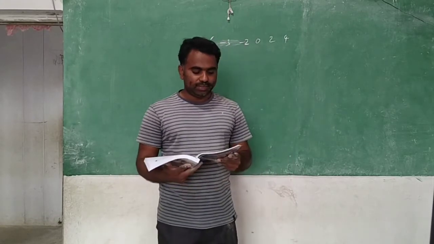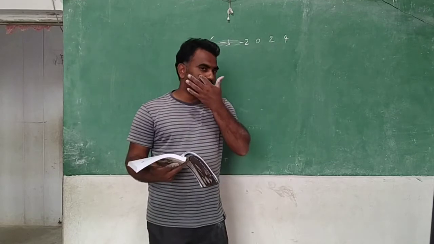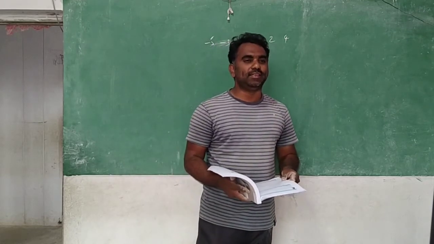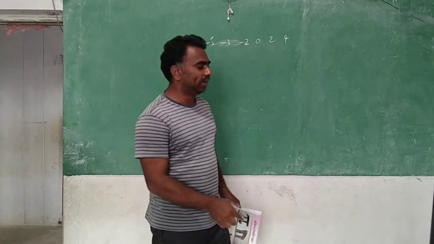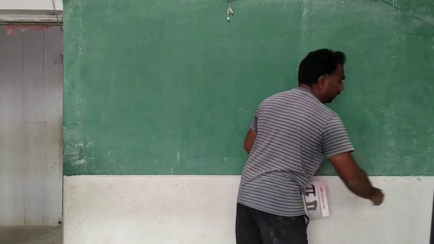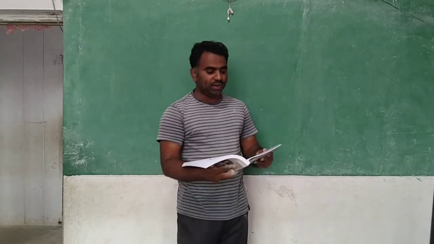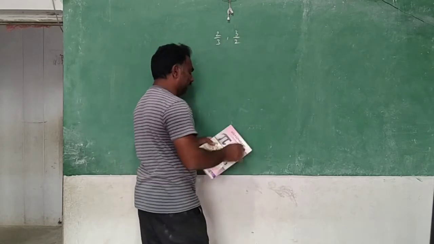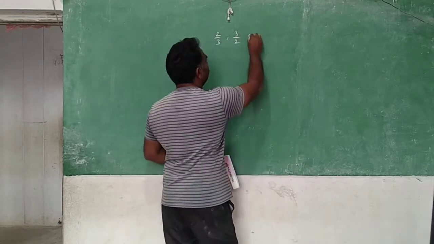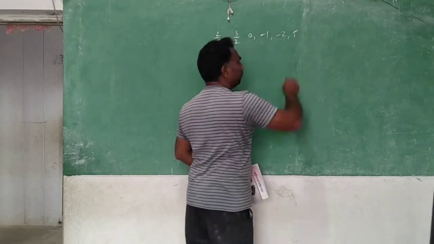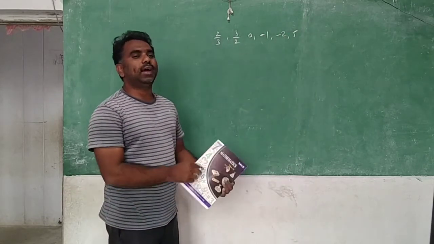And the second bit is, write the following numbers in ascending order. This is also very easy. Same as this, if you write you will get the order. So shall I explain one problem? I will explain one problem, you can do the others. The second one they have given is 2/3, 3/2, 0, -1, -2 and 5. You know how to write the order.